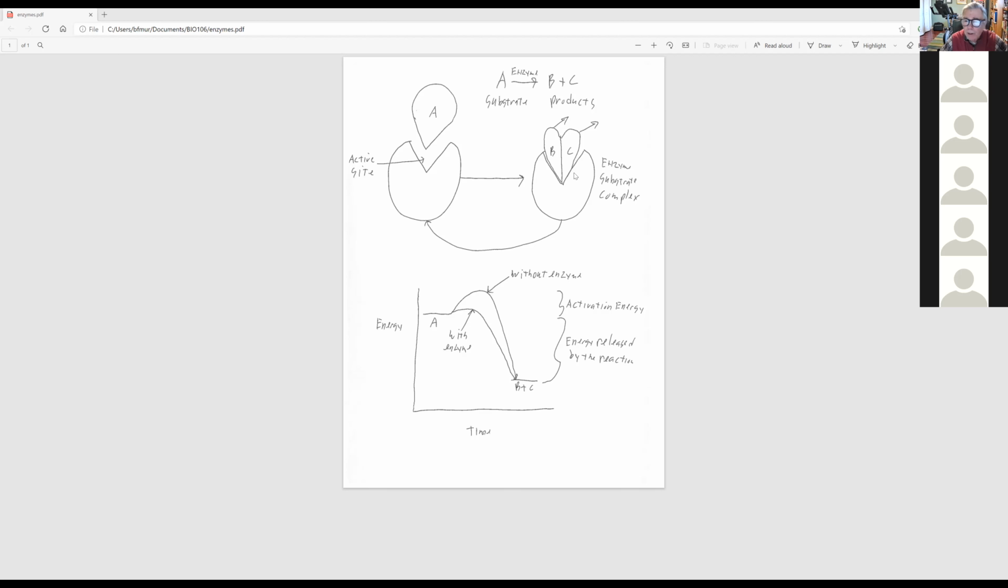Anyway, so that's one way you can look at how enzymes work. The other way is down here, talking about what's called activation energy.